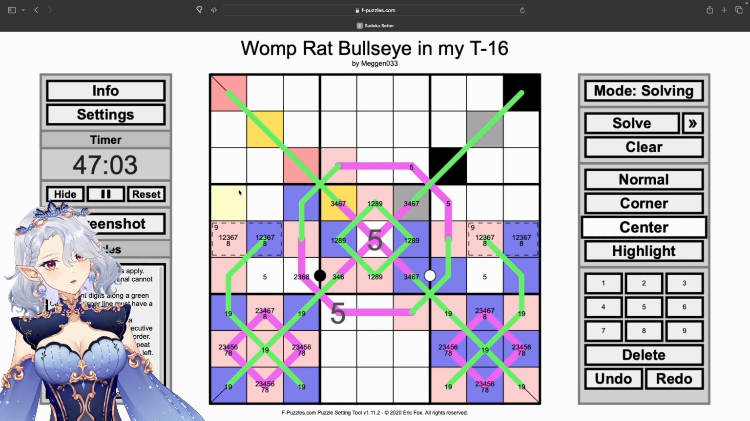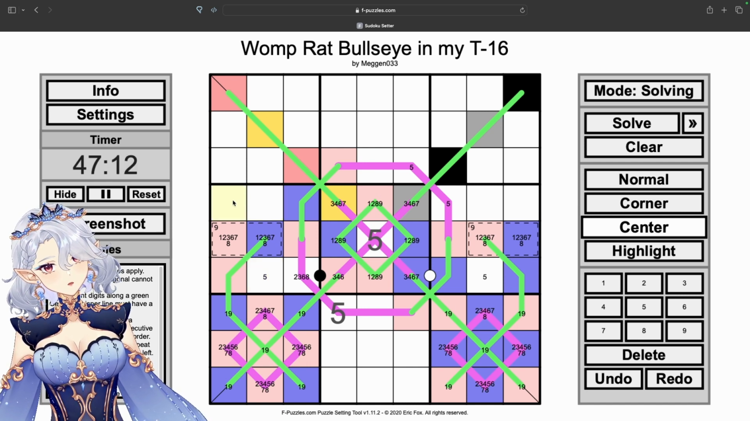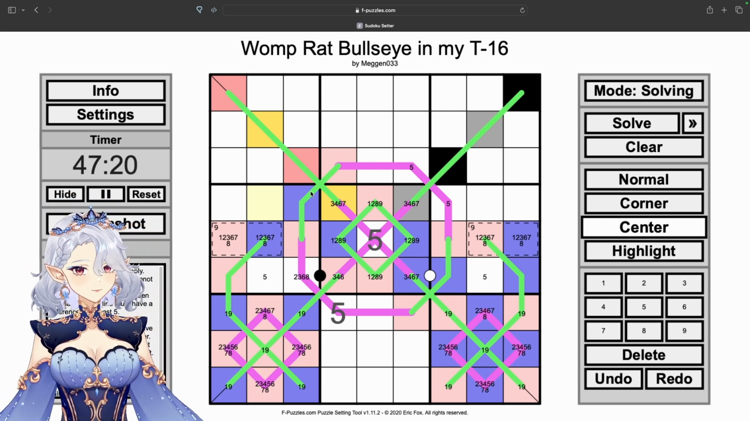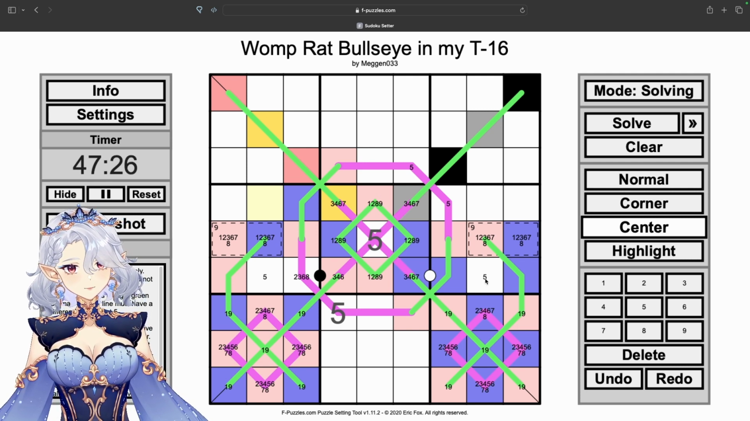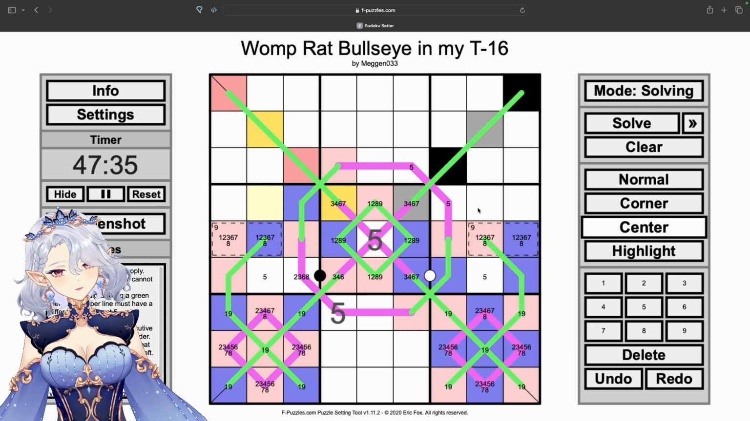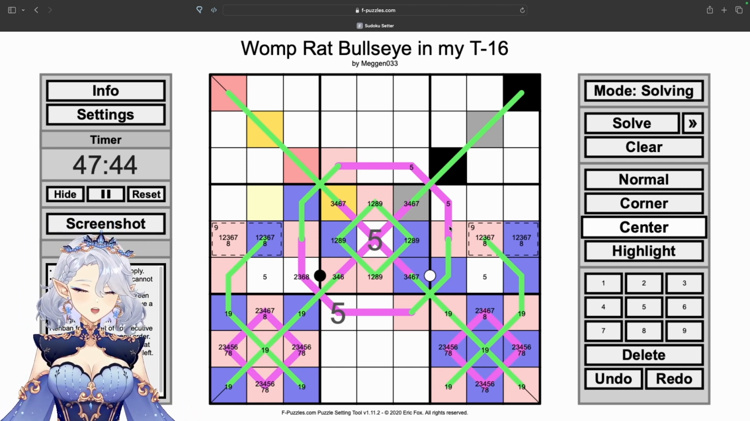If this is not a 5, it has to be in these two. If this is not a 5, this is a 5, this is a 5, and the 5 is here. If this is a 5, there's no 5 here, so it has to be up there. That's the right way to argue this. But this does not tell me anything yet.